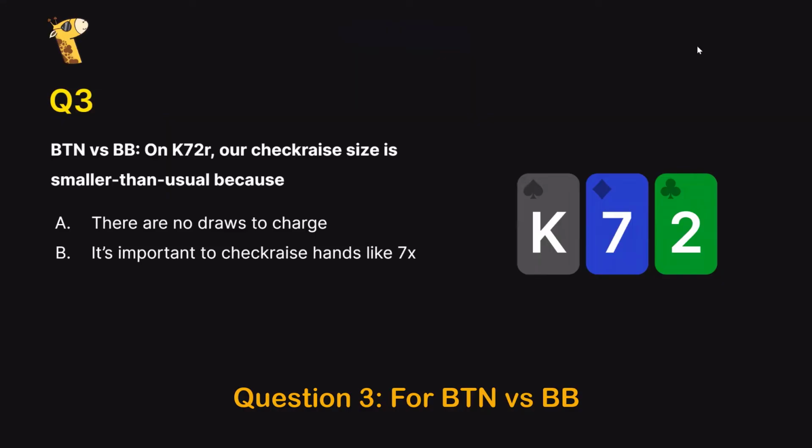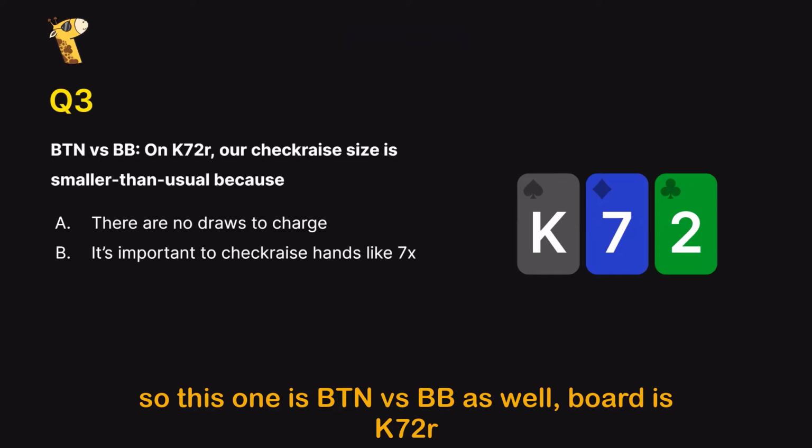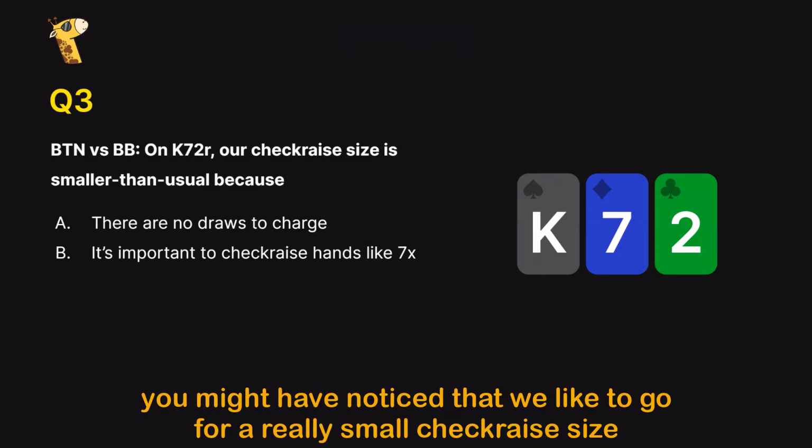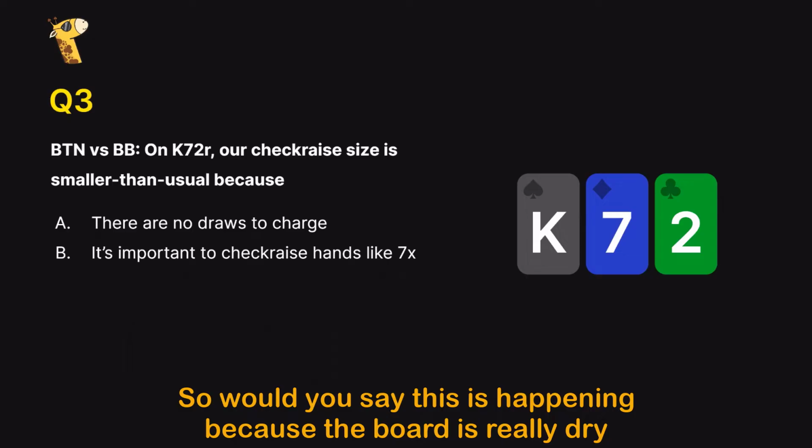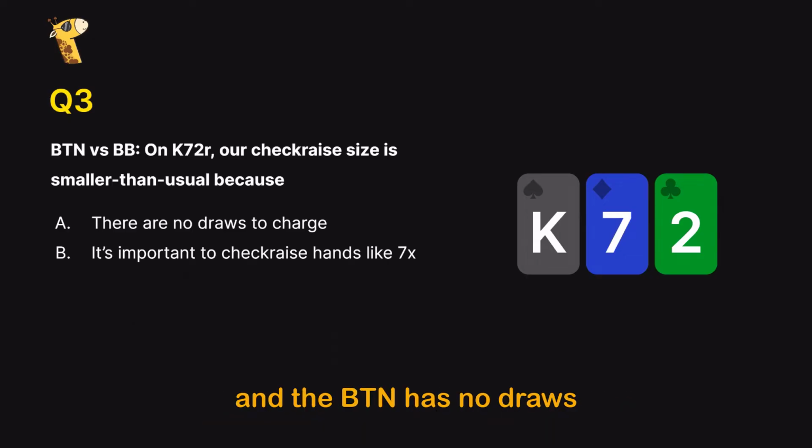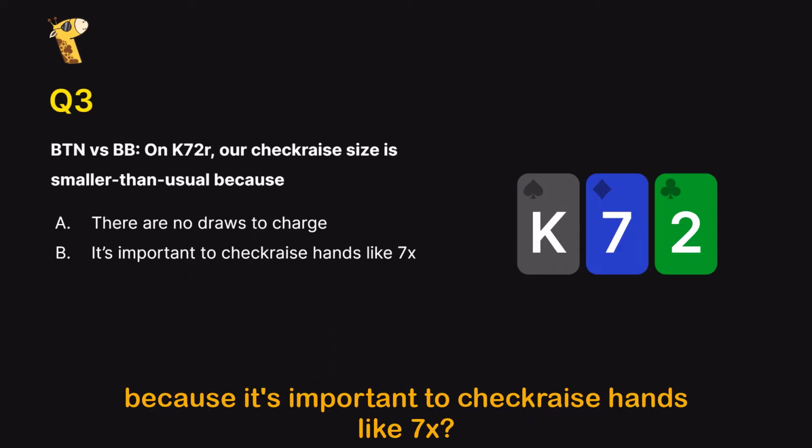Okay, so question number 3. This one is button versus big blind as well. Board is king 7 deuce rainbow. You might have noticed that we like to go for a really small check raise size. So would you say this is happening because the board is really dry and the button has no draws, or because it's important to check raise hands like 7x?